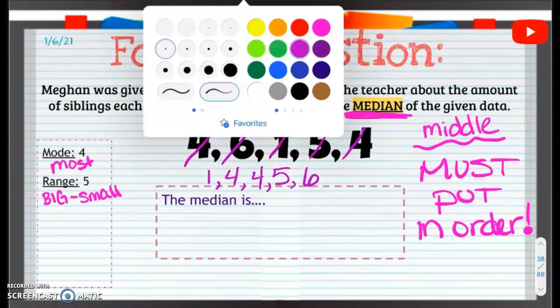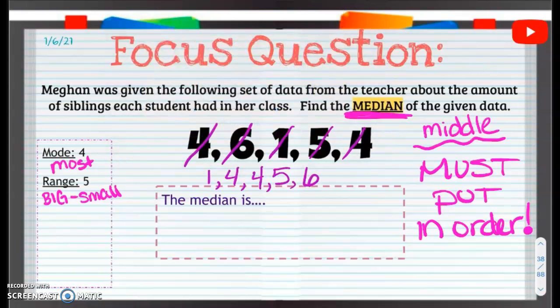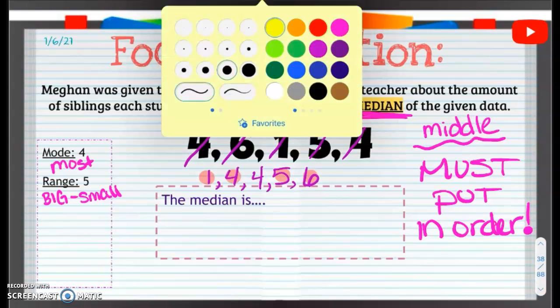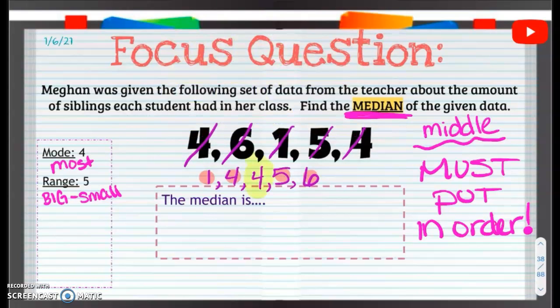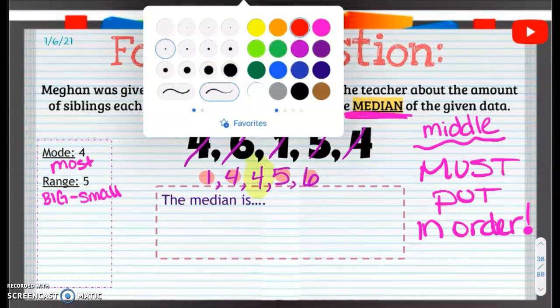All right, now what I like to do, or what we are going to be doing, is finding the middle, the median. So, there's the two outsides, and then the next two outsides. So our middle is going to be right here, the 4. So our answer is just going to be 4.